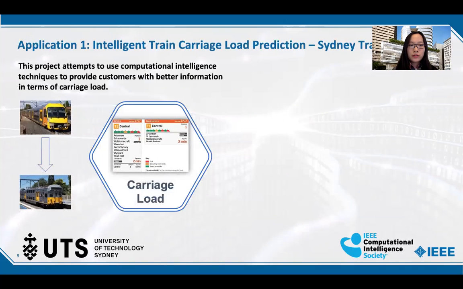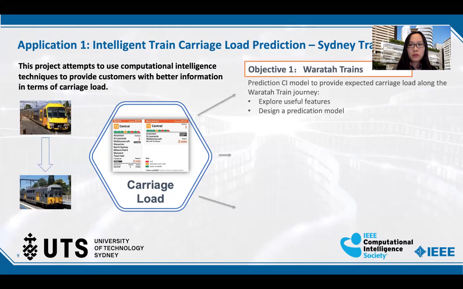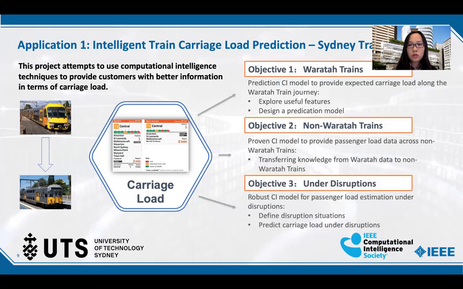With these two trains, our target is to use computational intelligence techniques to provide customers with better information in terms of the carriage load. We have three objectives. First is to predict the carriage load on Waratah trains. We explore useful features and design prediction models.